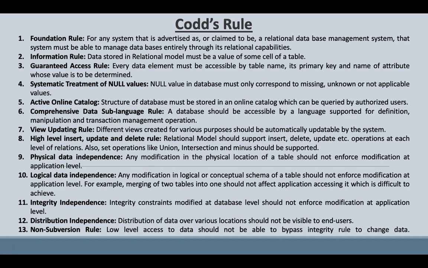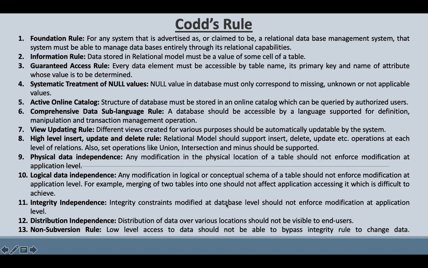Integrity independence should be there. Distribution independence is also there, which means the distribution of data over various locations should not be visible to the end users, obviously. There should not be any low level access of the data, so that you can change the data, which means you can hamper the integrity rules, right?